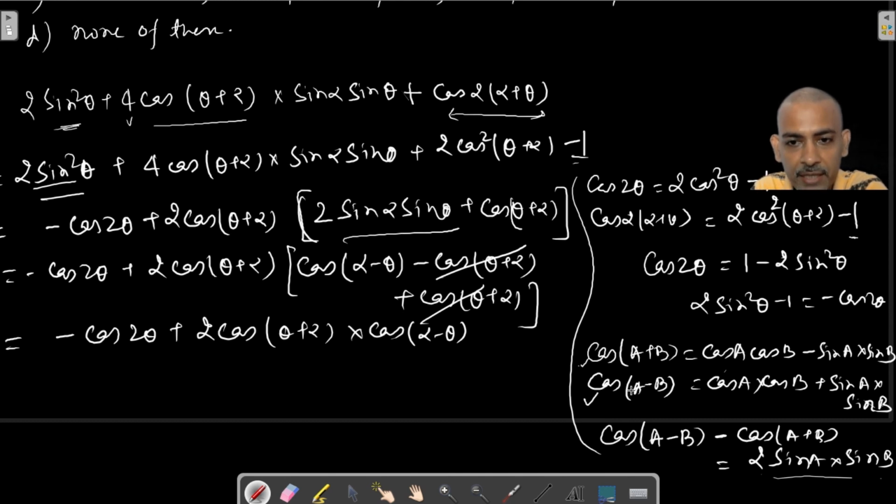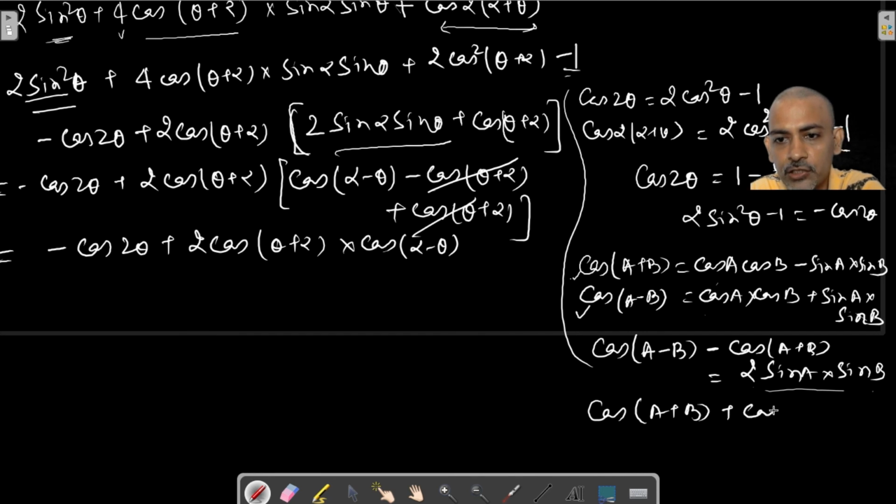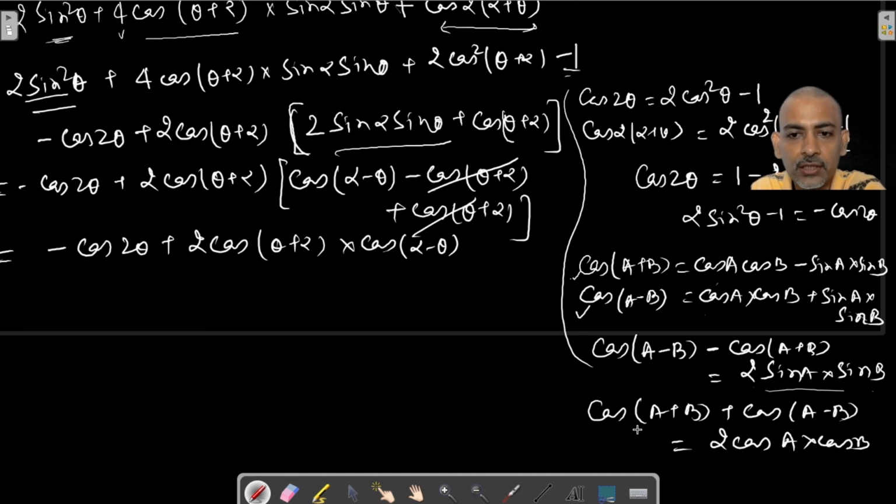Now again compare this expression. If you are going to add cos a plus b to cos a minus b, you will get 2 cos a into cos b, because the negative term sin a sin b will cancel out. So here, if you compare this expression, call this A and call this B, then what will you get?